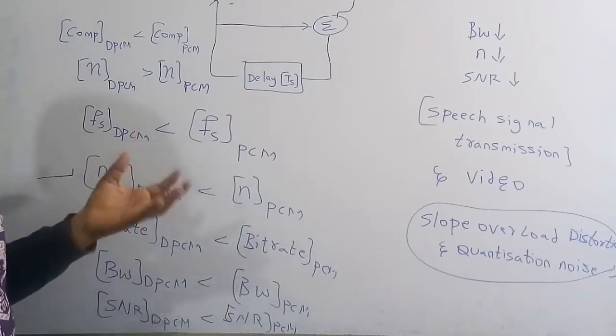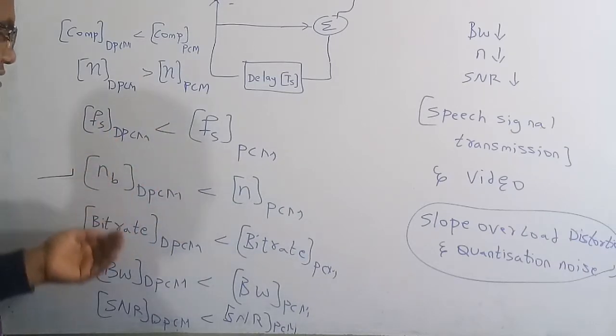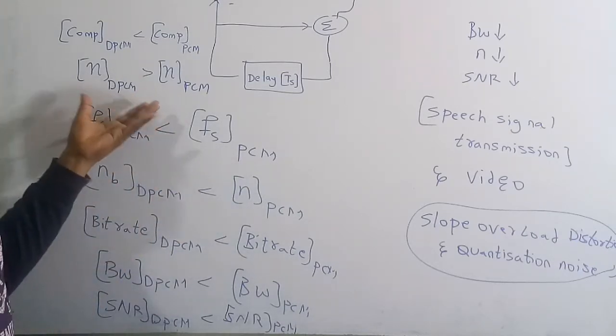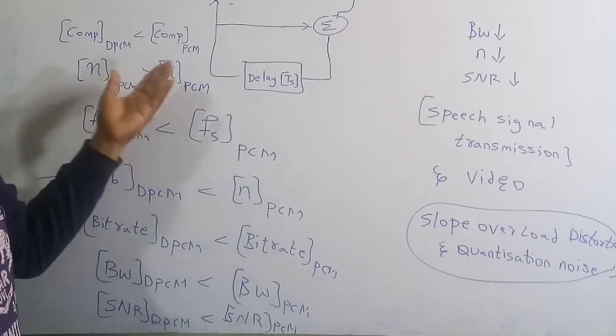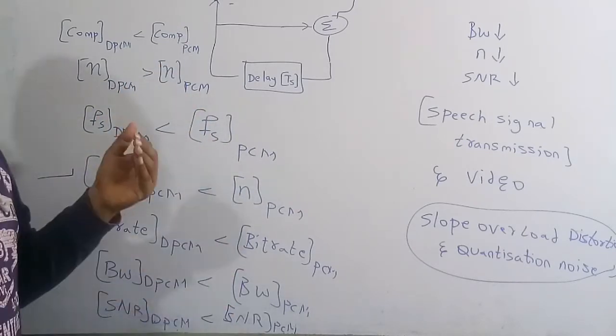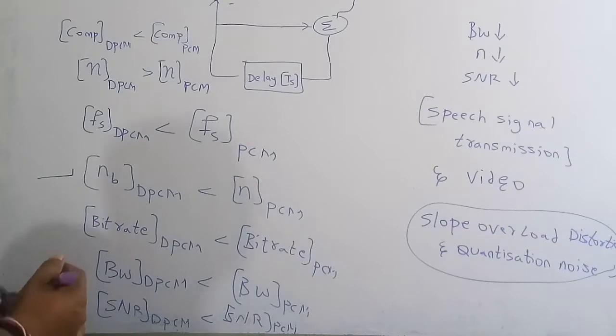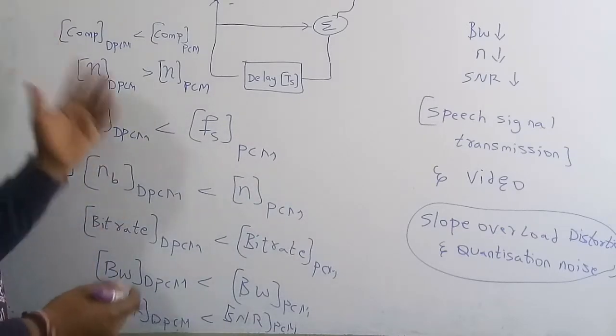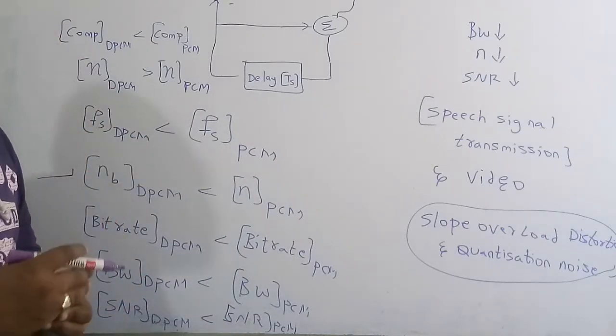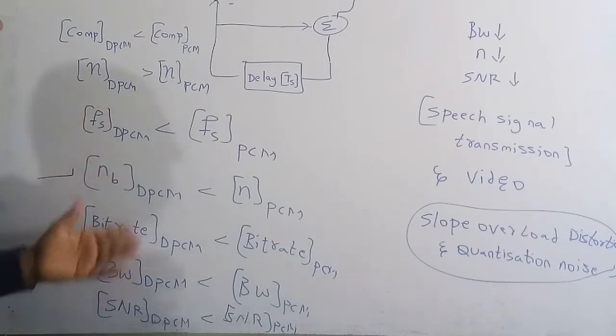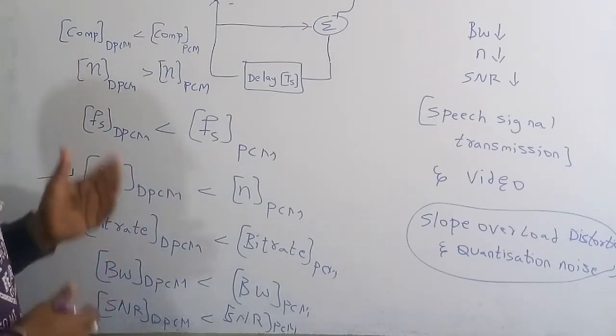Because of using the feedback, we get everything in a low manner, meaning the efficiency is improved in DPCM when compared to PCM. If you want to make a PCM circuit, it is very complex, but making this DPCM is much less complex when compared to PCM. So these are the ways of comparing DPCM and PCM.